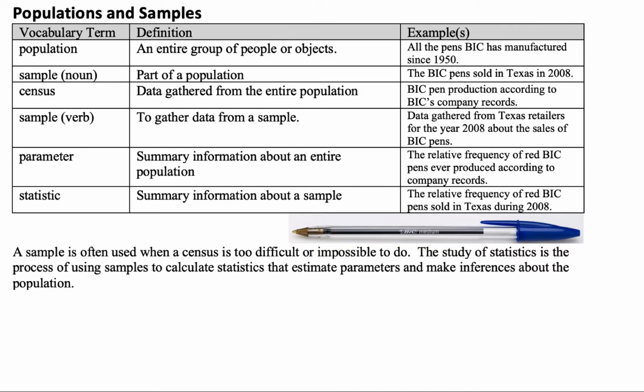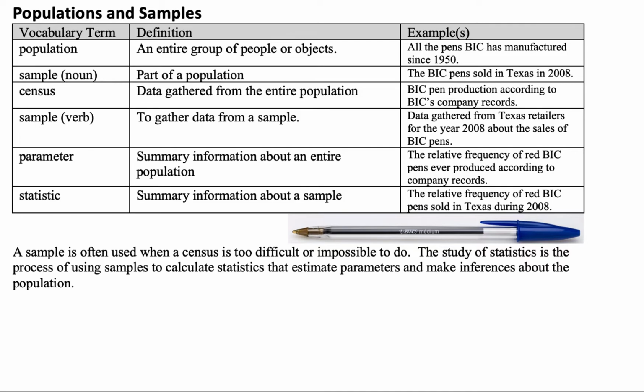A sample. This is sample as a noun. It's part of a population. A sample of BIC pins would be the BIC pins sold in Texas in 2008, which there were probably several 100,000 of them. Census. A census is data gathered from the entire population.